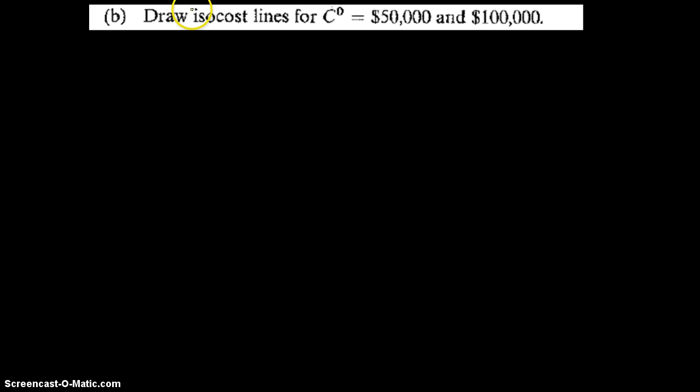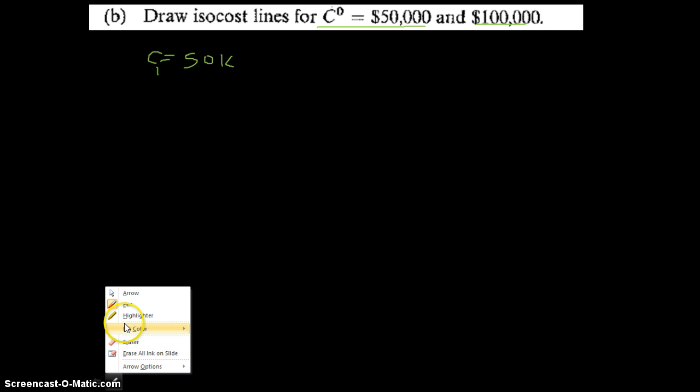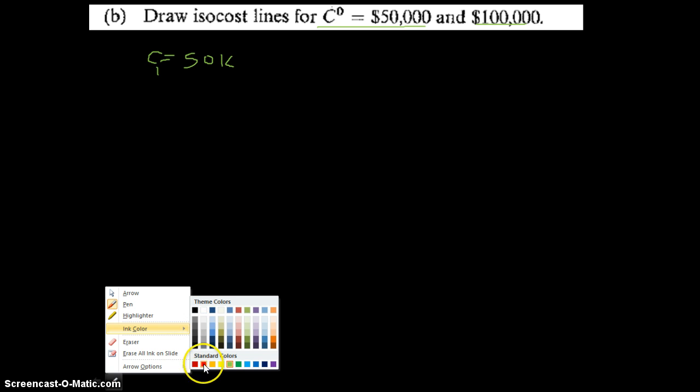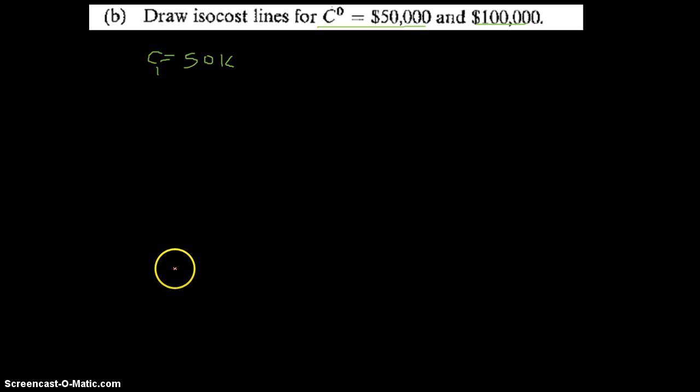So we move on to part B, where it now tells us to draw two isocost lines of $50,000 and $100,000. So now we know that C1 is going to be equal to 50K, and C2 is going to be equal to 100K.